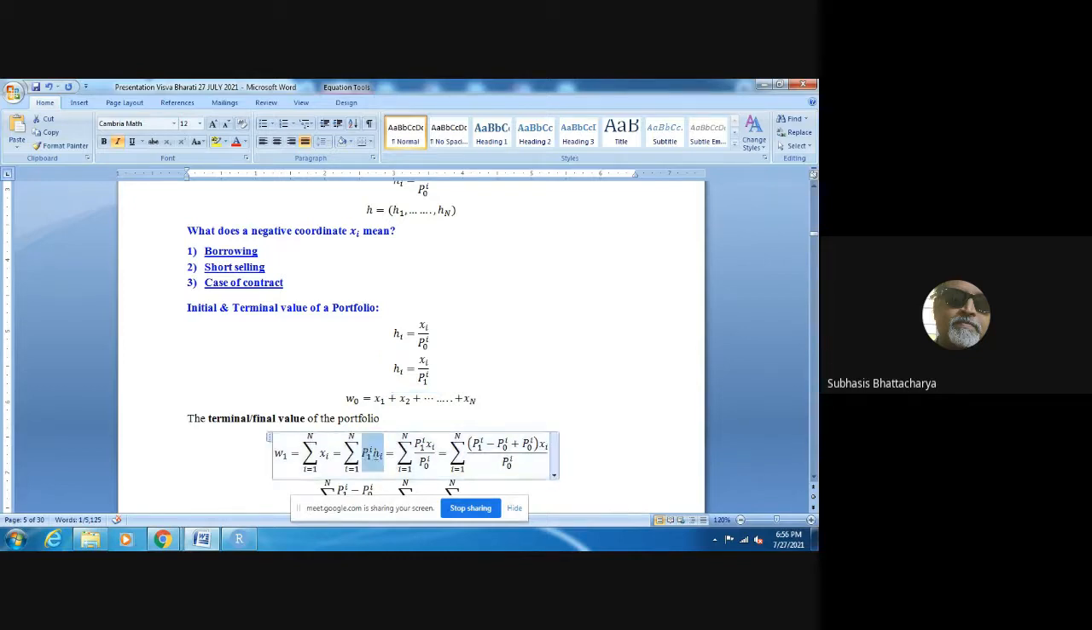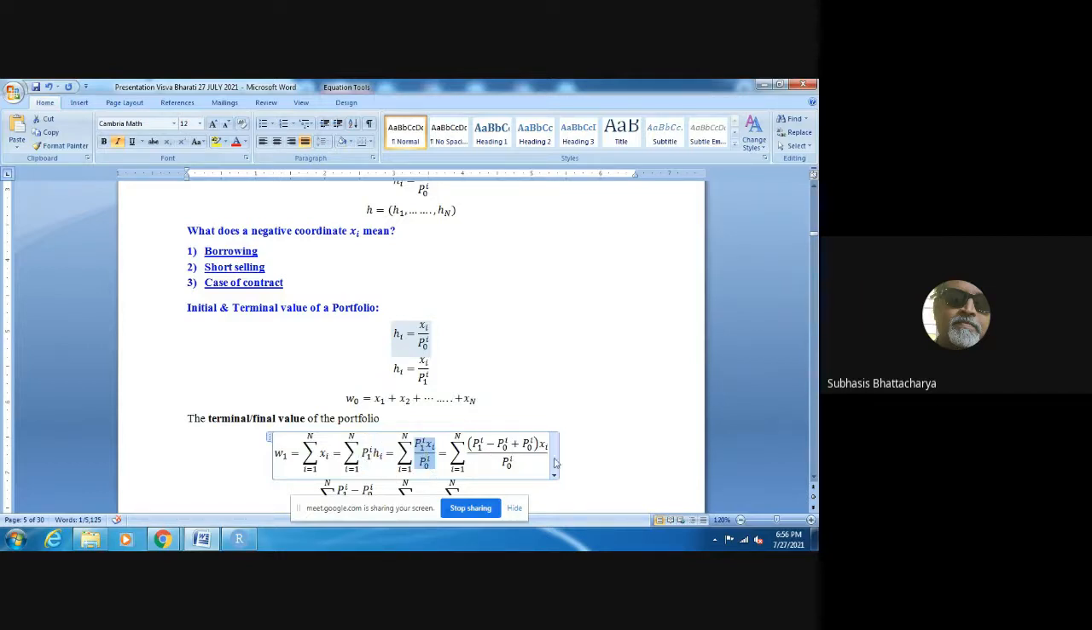So if it is P1 into HI, now what is this HI? HI is the number of shares which I already hold, purchased during period 0. So that is XI by PI0. In place of HI, I put this value, XI by PI0, and the expression becomes this.